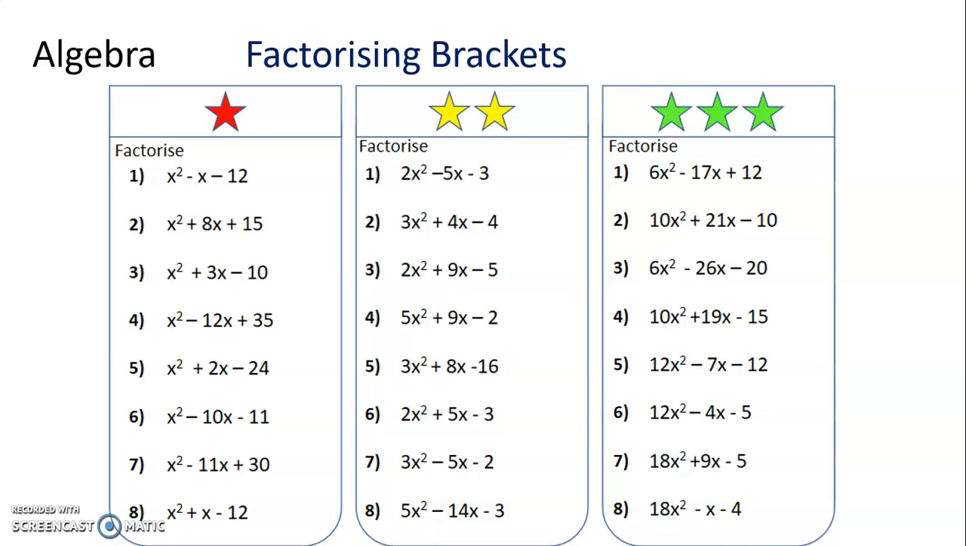Now, the red section here is like we were doing last lesson, where you've just got a is equal to 1, but you've got varieties of positive and negative terms. Then in the amber section, you've got where a is not just 1, you've got 2s and 3s and 5s and so on. And then the green section is difficult because your numbers start to get really big, which means that your number of factor pairs increase and you have to spend a bit more time thinking about which are your correct values.